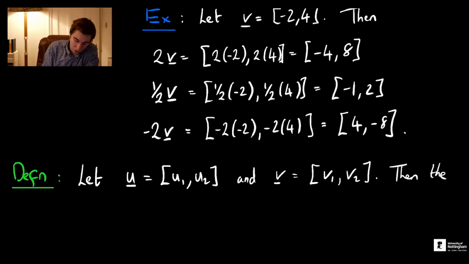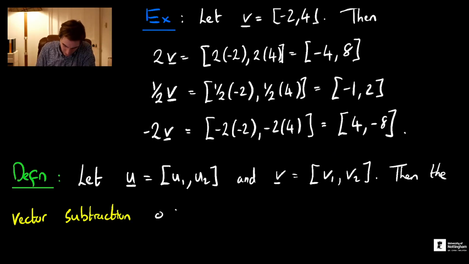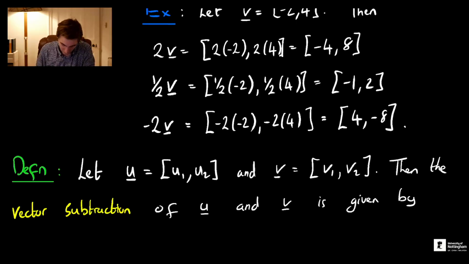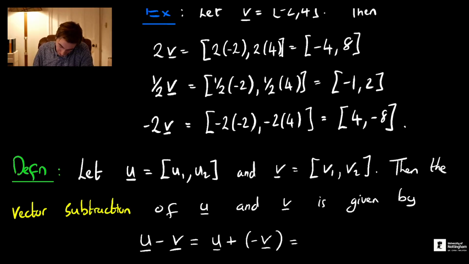Then the vector subtraction of u and v is given by what? It's going to be given by u minus v, we would write it as, which we can write as u plus minus 1 times v, in other words, minus v. So that's how we define it. And we can write that then as [u1 minus v1, u2 minus v2].